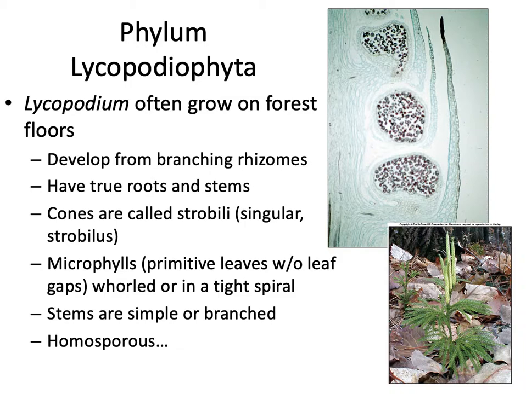They have cones that are referred to as strobili, and they have microphylls, which are those primitive leaves without leaf gaps, whorled or in a tight spiral. The stems are simple or branched, depending on the species, and they are all homosporous. So remember, that means there is one sporangium type. So here we can see a cross-section through our strobilus, and there's a big sporangium, there's a big sporangium, and the little dots are the spores.